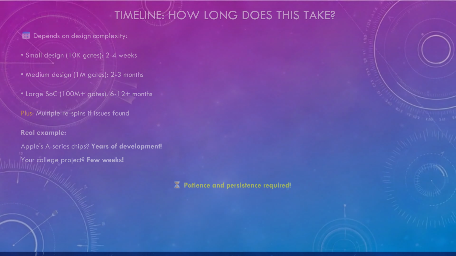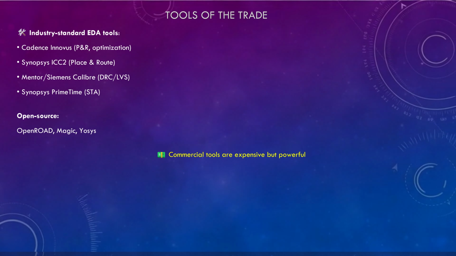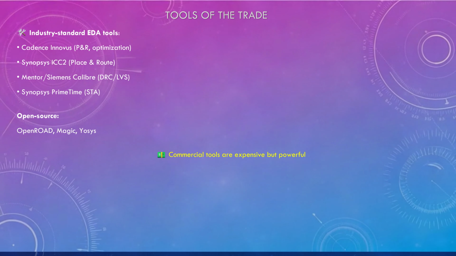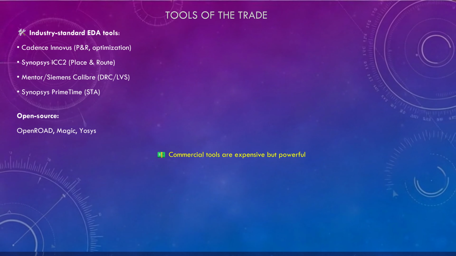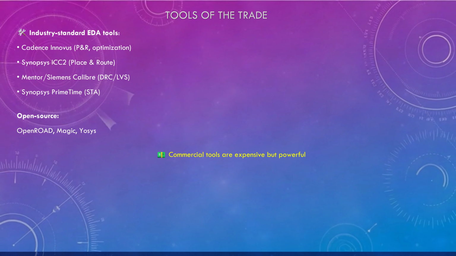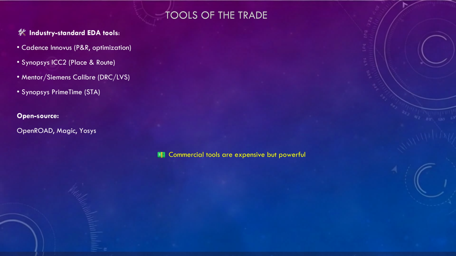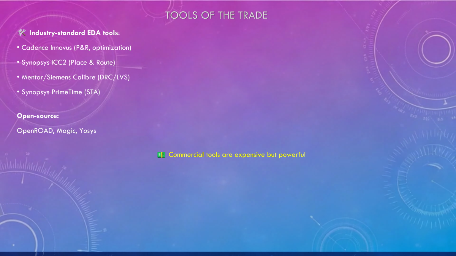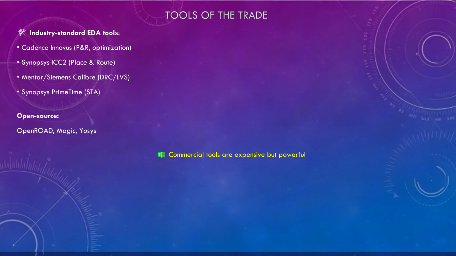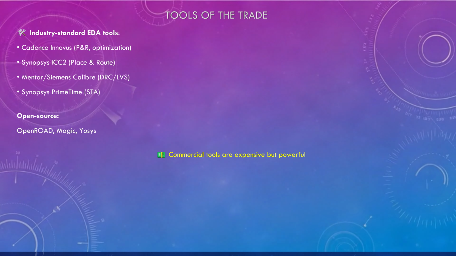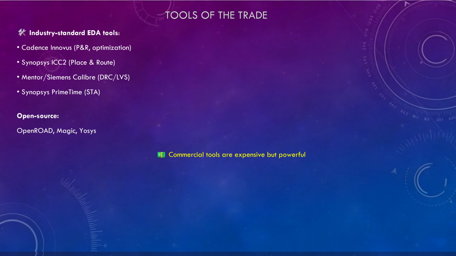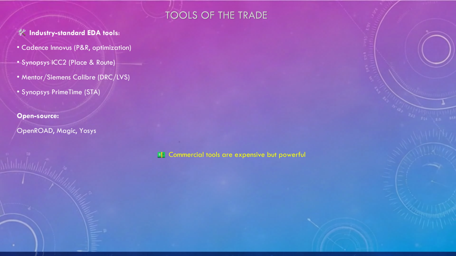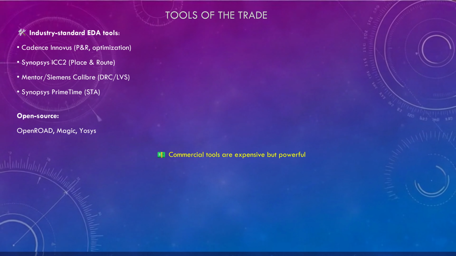Let's talk about tools. You need industry-standard EDA tools for this. Commercial tools are expensive but powerful. Number 1, Cadence Innovus for place and route optimization. Number 2, Synopsys ICC2 for advanced PR, physical synthesis. Number 3, Mentor/Siemens Calibre for DRC LVS verification. Number 4, Synopsys PrimeTime for STA, static timing analysis. And the cost? Crores of rupees per year.